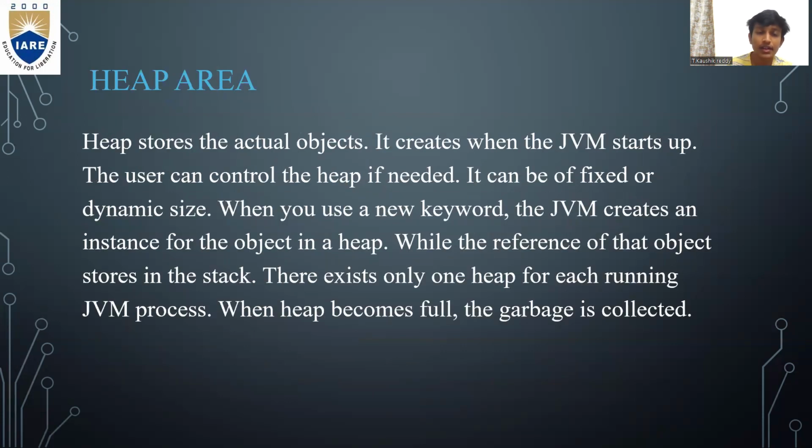Next, heap area. Heap stores the actual objects. It is created when the JVM starts. The user can control the heap if needed. It can be fixed or dynamic size. When you use a new keyword, the JVM creates an instance for the object in the heap, while the reference of that object is stored in the stack. There exists only one heap for each running JVM process. When heap becomes full, the garbage is collected.